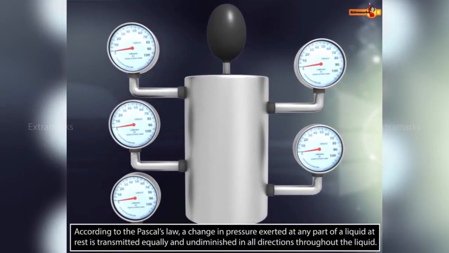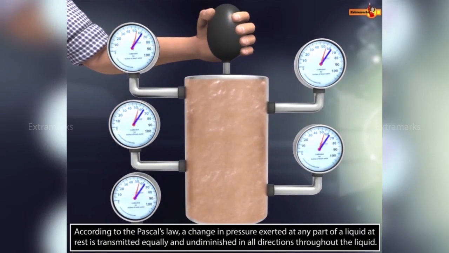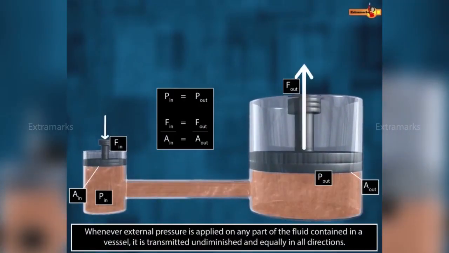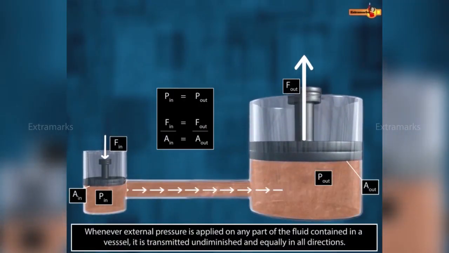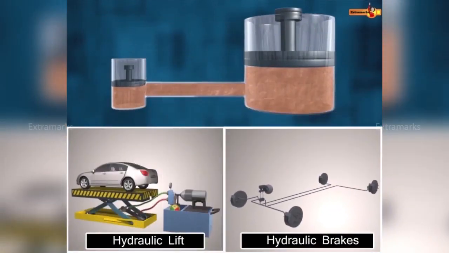According to Pascal's law, a change in pressure exerted at any part of a liquid at rest is transmitted equally and undiminished in all directions throughout the liquid. The change in pressure gets transmitted throughout the liquid and is independent of the direction and size of the container. Hydraulic lift and hydraulic brakes are two common applications of Pascal's law.